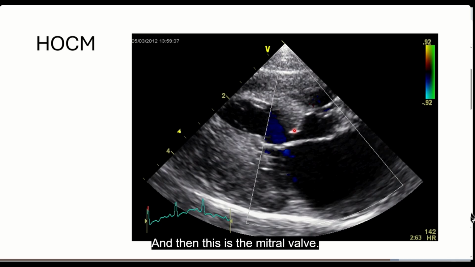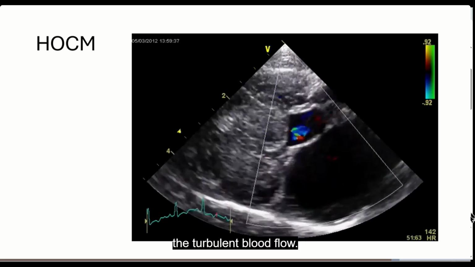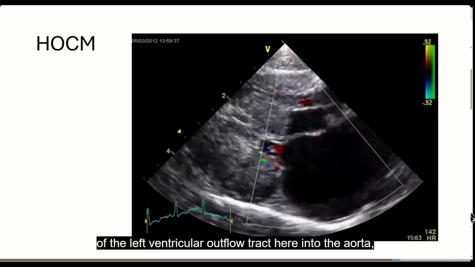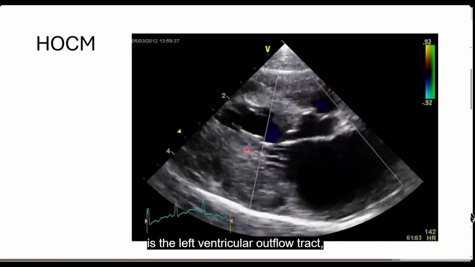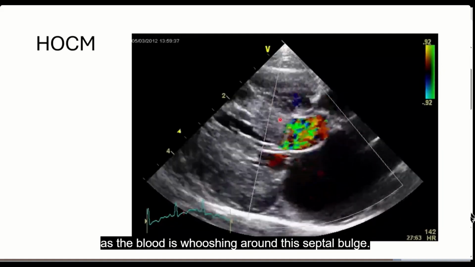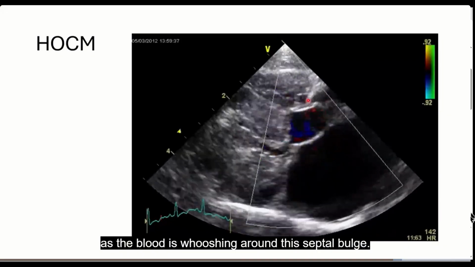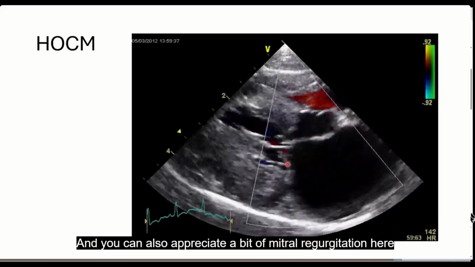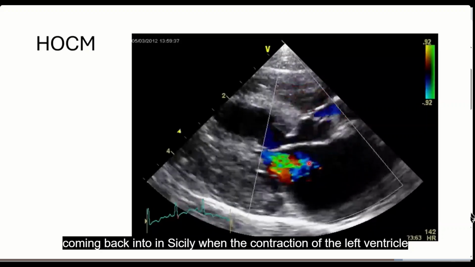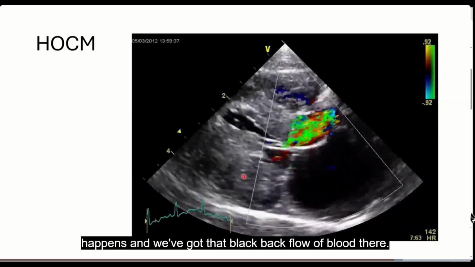valve. So as I play the echo for you, you'll be able to appreciate the turbulent blood flow as it goes out of the left ventricular outflow tract here into the aorta. Here's the left ventricular outflow tract, and we've got all that green and yellow turbulent flow as the blood is whooshing around this septal bulge. And you can also appreciate a bit of mitral regurgitation coming back in systole when the contraction of the left ventricle happens, and we've got that black backflow of blood there.